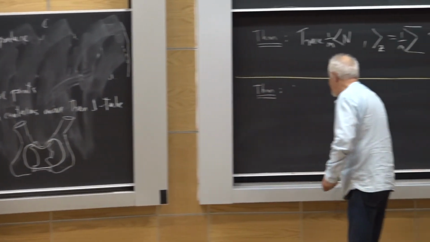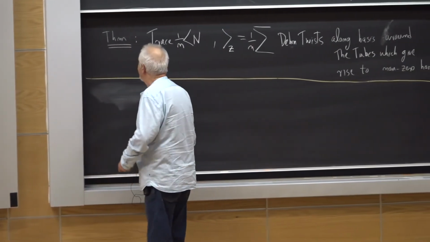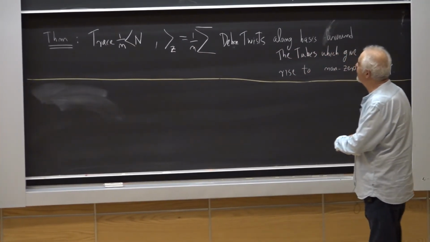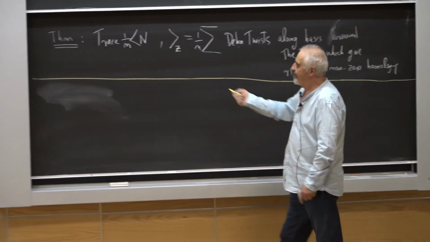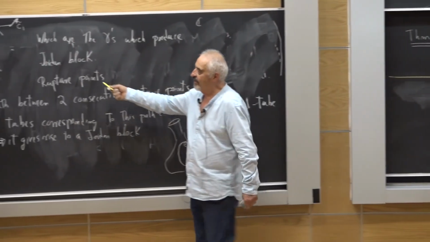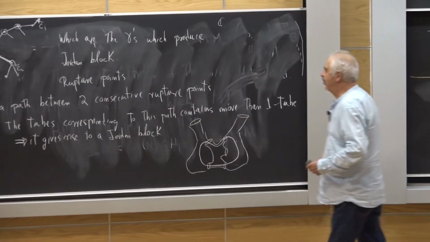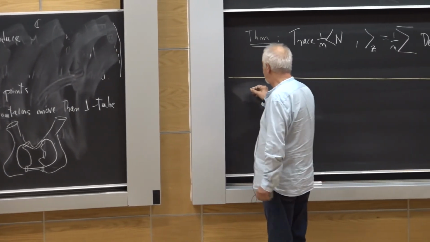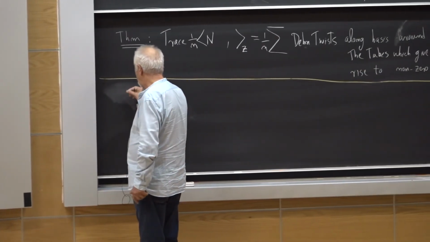So that's a geometric interpretation of the trace of this bilinear form, and this locates the loops which carry the non-trivial monodromy. Now, there is another invariant that we would like to compute too, which is the following.